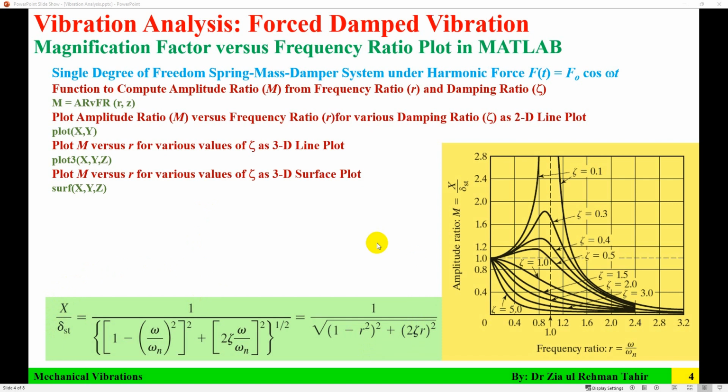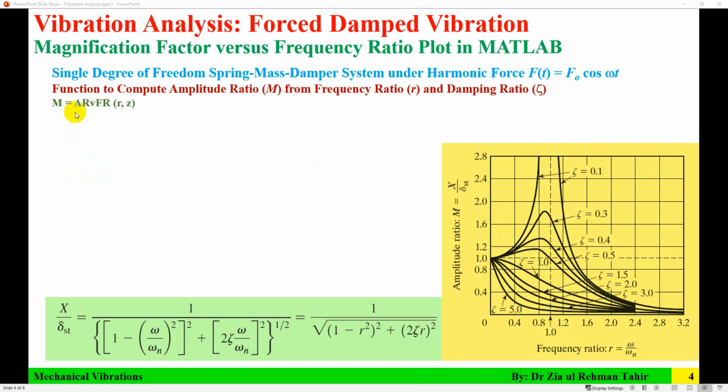So in this video tutorial, first I'll explain how a function of magnification factor for R and zeta can be written in MATLAB, and then a 2D plot of the magnification factor as shown in the figure, and then a 3D line plot and 3D surface plot. And in the end, I'll explain how the magnification factor changes with the frequency ratio for various values of zeta. Okay, so first step is I need to write a function. So a function, if R and zeta is given to it, can compute the magnification factor. So I need to write a function for this expression.